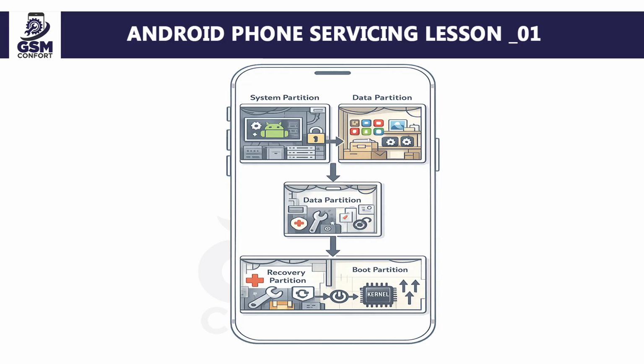The next partition is the data partition. This is where your personal information is stored. For example, installed apps, settings, photos, videos, messages. When you perform a factory reset, the phone clears only this partition. Another important partition is recovery. Recovery mode is like an emergency repair room. If the phone fails to start normally, recovery mode can help fix it. From recovery mode, you can wipe data, install updates, and repair the system.